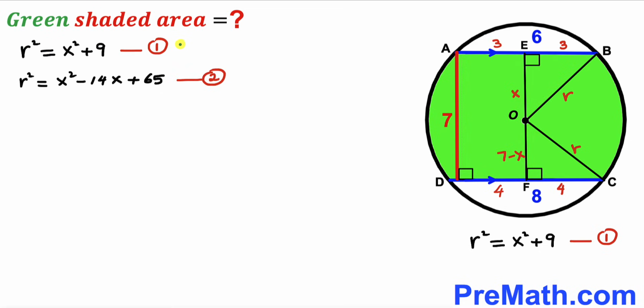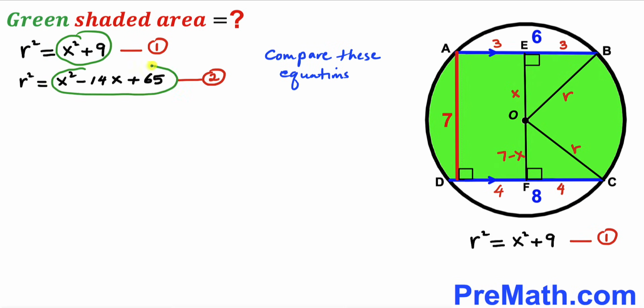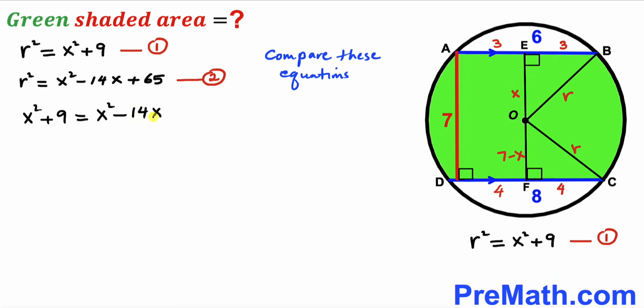So we ended up with these two equations, equation 1 and equation 2. Now we are going to compare these two equations. We can see the left hand sides are identical, so we can equate the right hand sides as well. We can write x square plus 9 equals x square minus 14x plus 65. Here we can see x square and x square are gone. So I'm going to move this 14x to the other side, and at the same time move this 9 in the opposite direction.